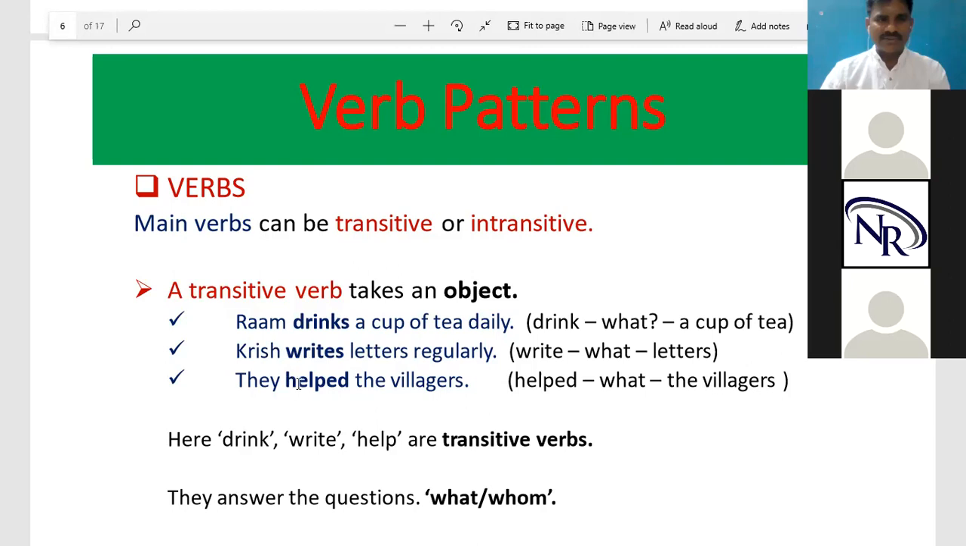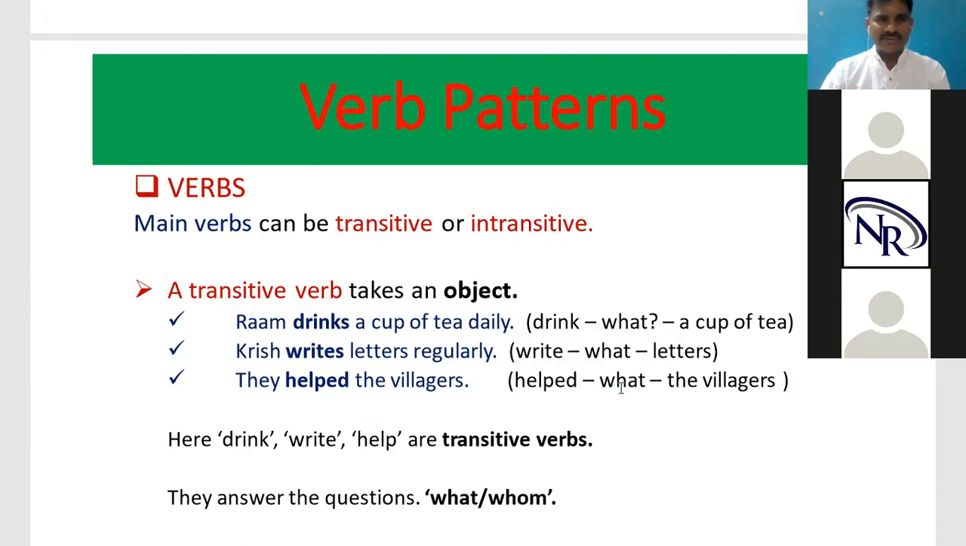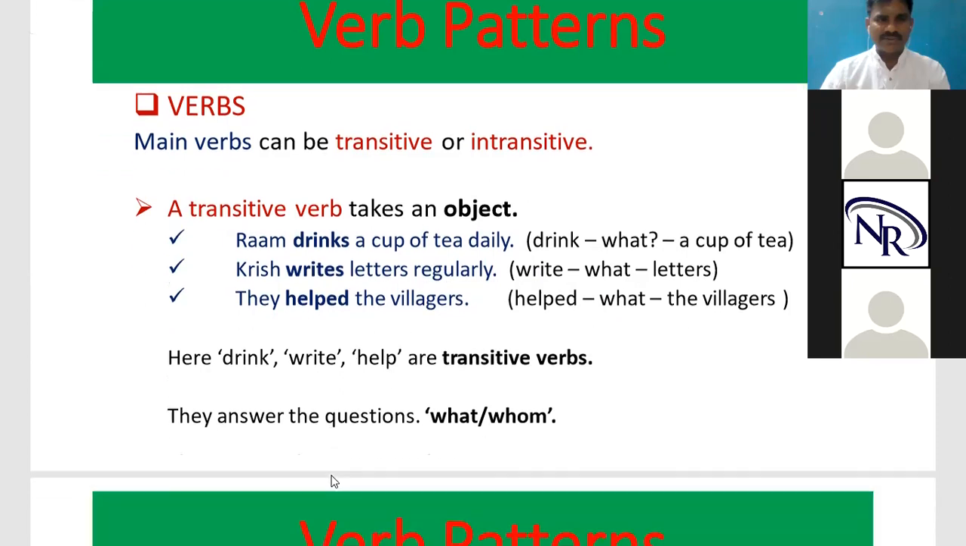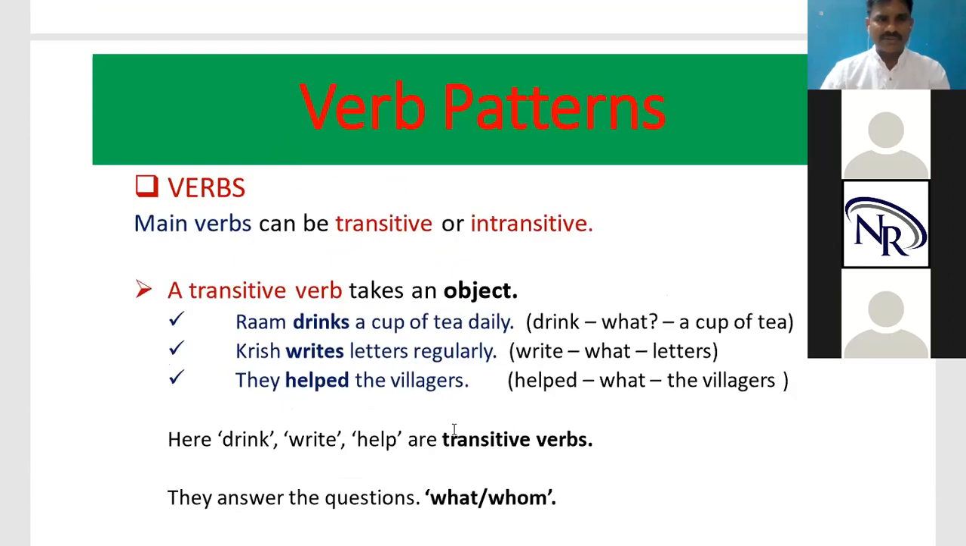They help the villagers. Help what? No answer. Okay, help whom? The villagers. So ask what or whom. Here it was a mistake. Help what? No answer, but help whom? You get an answer: the villagers. So drink, write, help, and answer verbs answer the question what and whom. This is the transitive verb.